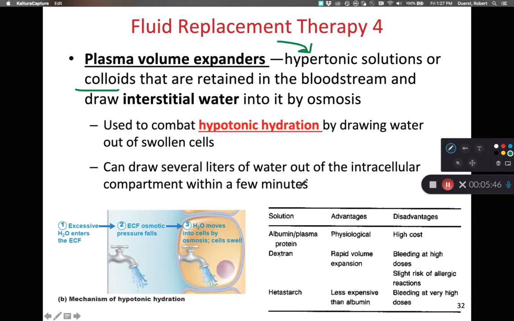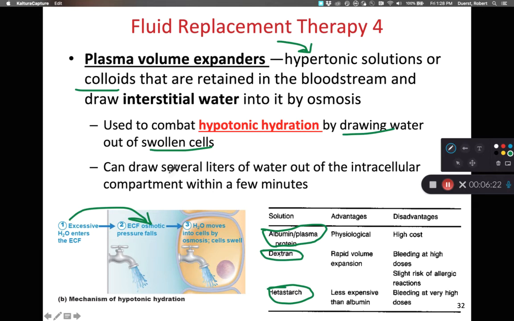We have found, though, that if we give somebody an albumin plasma protein combo, a dextran solution, or a hetastarch solution, these are solutions that we can inject into their blood plasma and cause more water to get drawn into the blood plasma. And this will cause water to get drawn out of the body tissues, the swollen cells of their body, but still keep their erythrocytes at the appropriate volume.